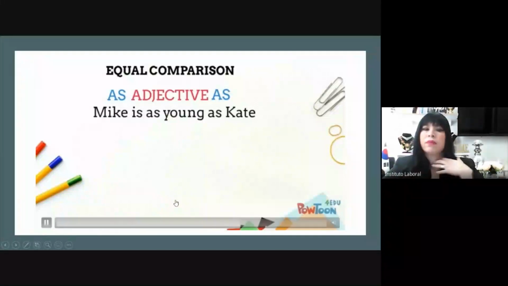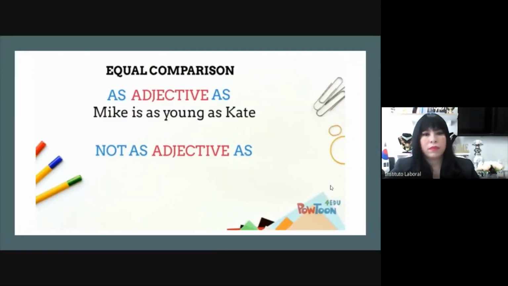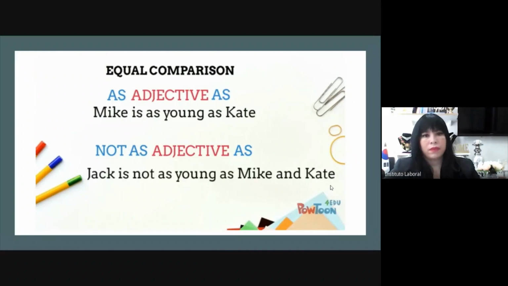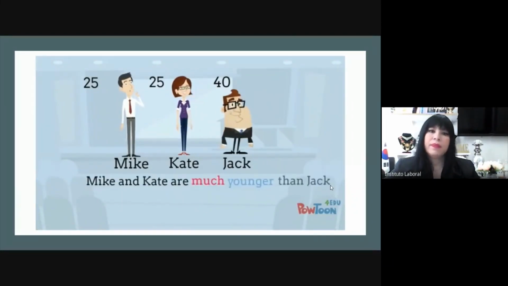For example, Mike is as young as Kate, or in the negative, not as adjective as. Jack is not as young as Mike and Kate. However, Jack is much more experienced than Mike and Kate.